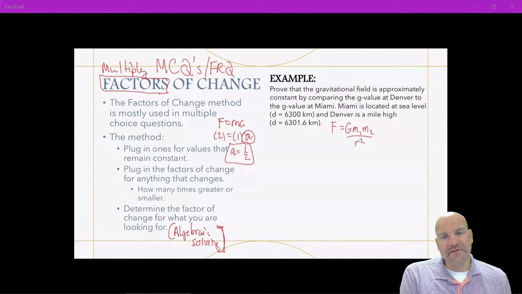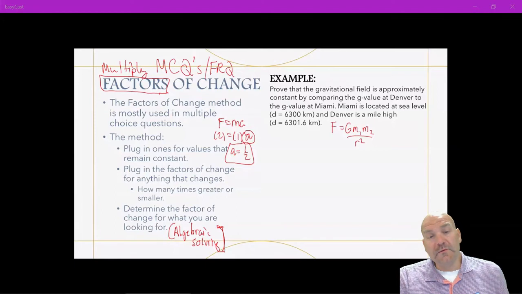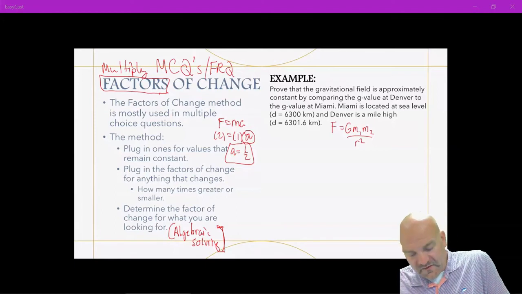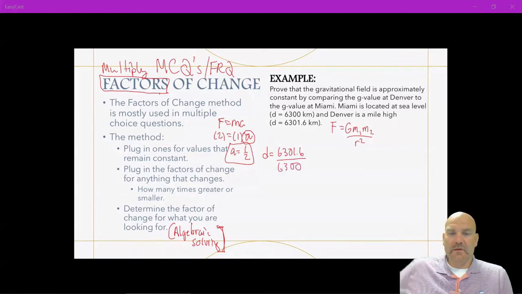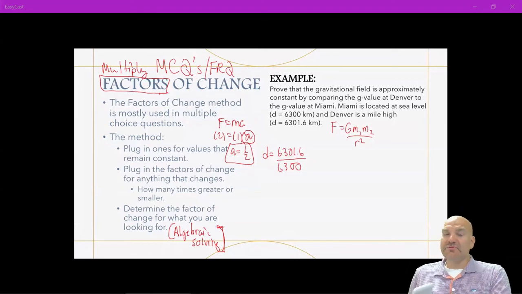So Miami, which is approximately sea level, versus Denver, which is approximately a mile high. Okay, they tout it as a mile high city. Okay, so what we need to do is find what factor, right, did we change d by. And so what we need to do is, if we're comparing Denver to Miami, we're going to put Denver up top, and then we're going to put Miami on the bottom. Okay, so we're not subtracting these, right? That's not a factor. We're looking for the factor of change.